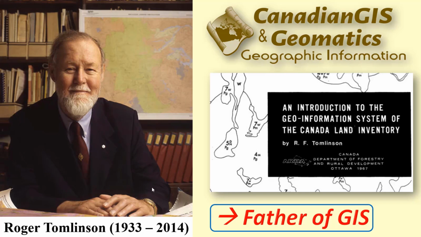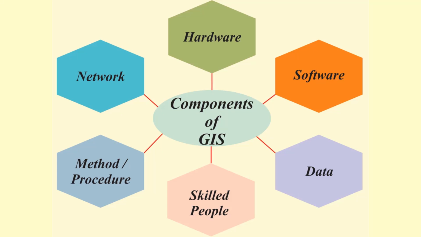His GIS approach reduced the task from several years to several weeks, and the cost from 18 million Canadian dollars to 2 million Canadian dollars, for land use planning activities of the Canada Land Inventory. Following him, several GIS software were developed by different people in different time periods, which also continue today. Now we will discuss the components of GIS. The components of GIS can be classified into 6 groups: hardware, software, data, skilled people, method or procedure, and network. We will discuss each one of these in detail.